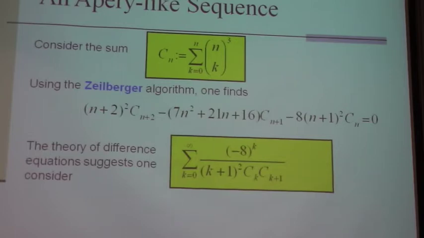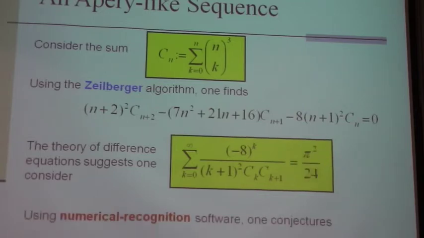Maple has a nice command, if you don't know it, called identify, which is a souped up version of the PSLQ algorithm. And identify, you give it a number, and it will make an intelligent guess as to whether this has a nice form. And identify tells me it's pi squared over 24. And I have no idea how to prove this. Maybe for Doron it's a proof already. Okay, but I have no idea how to prove it.